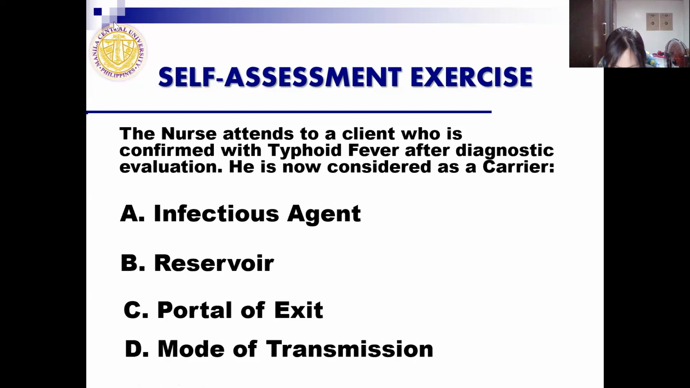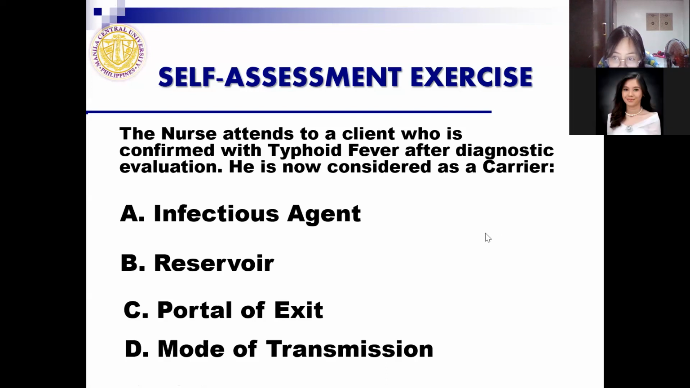For those who have raised their hand, may I call on Miss Tricia? Tricia Cipriano, what is your answer? B, reservoir. Okay, letter B, reservoir. Thank you so much, Miss Tricia. I may ask also other students to respond. How about Miss Angel Garcia?